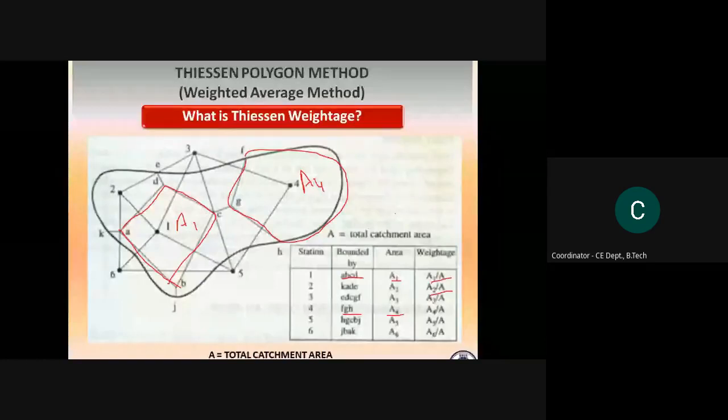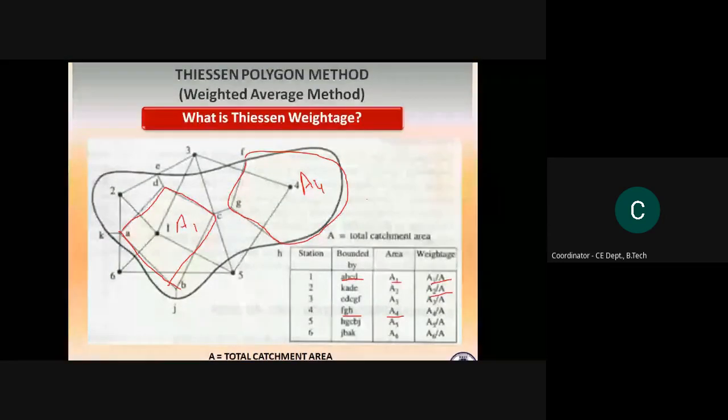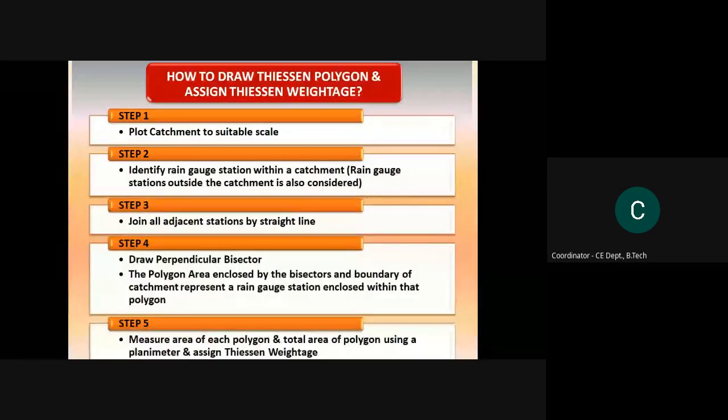Now let us go to how to construct this polygon, or how to assign this Thiessen weightage. See, step 1 is what? First, plot the catchment to a suitable scale. We will draw the catchment on a suitable scale. Then we will identify; second step is what?